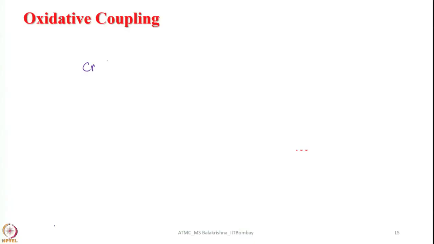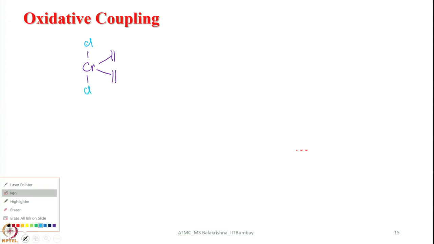And another interesting reaction is there, that is called oxidative coupling. What is this oxidative coupling? Let me write a specific chemical equation so that you can understand. Let me consider a chromium complex. I am considering two ethylene ligands and two chlorides. And my favorite, a bisphosphine.